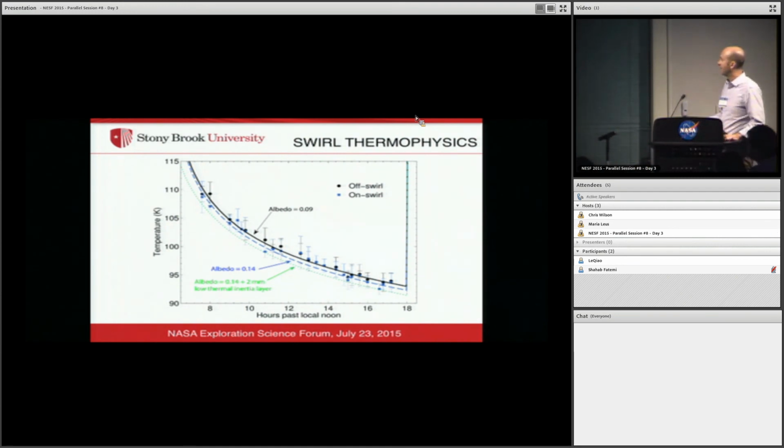If we added a 2 millimeter lofted dust pile to the Reiner Gamma swirl, and that had a thermal inertia about 50% of typical lunar regolith, which is what you might expect for this type of lofted dust pile, then you end up with a nighttime cooling rate and surface temperatures that are much too low compared to what we measure with the Diviner data.